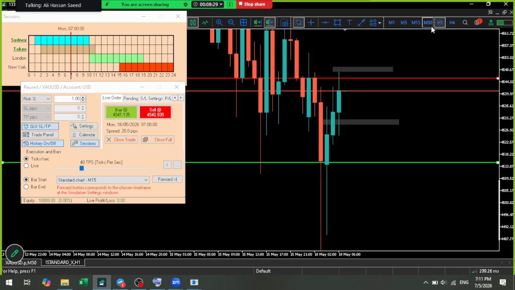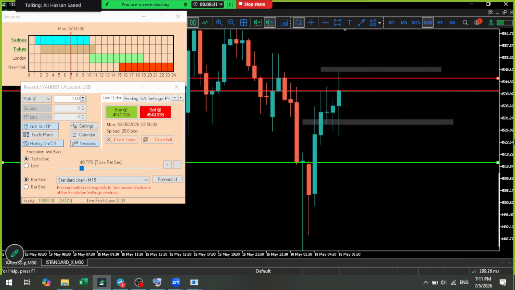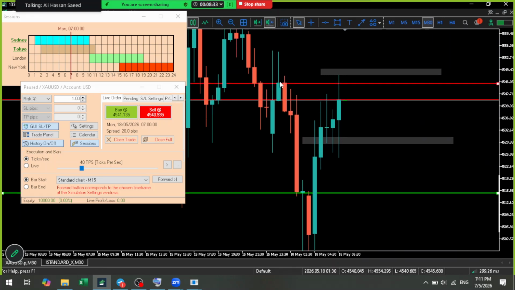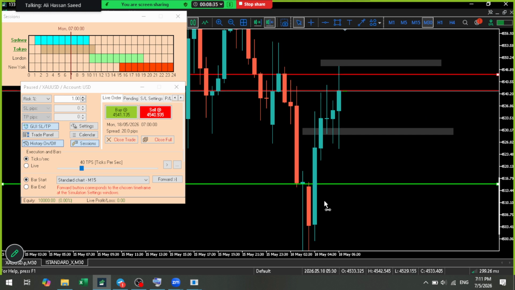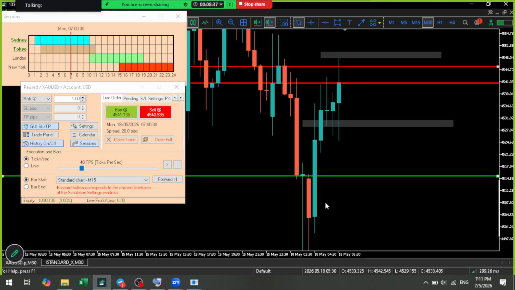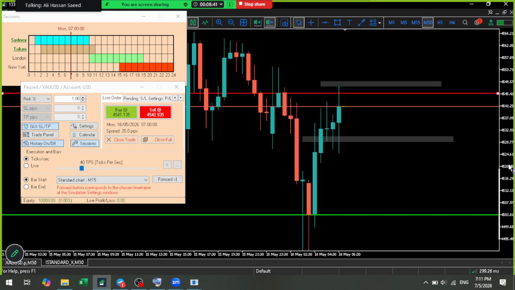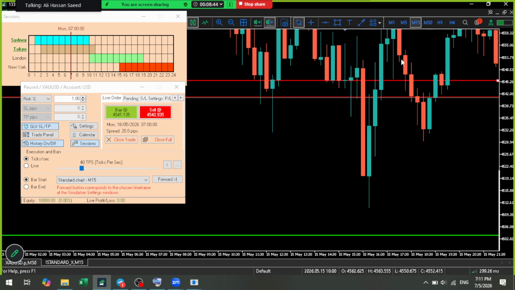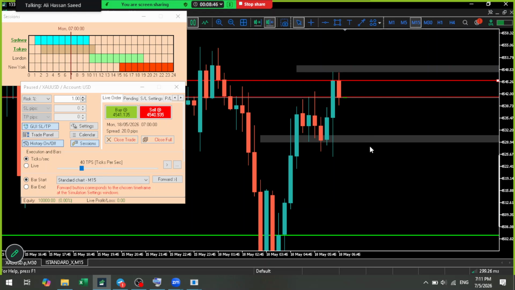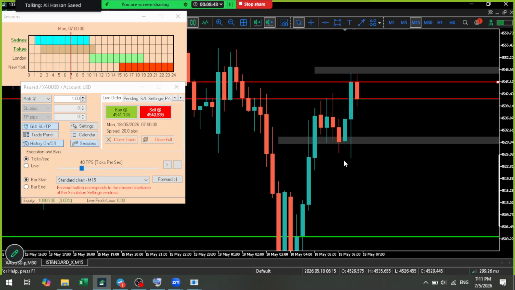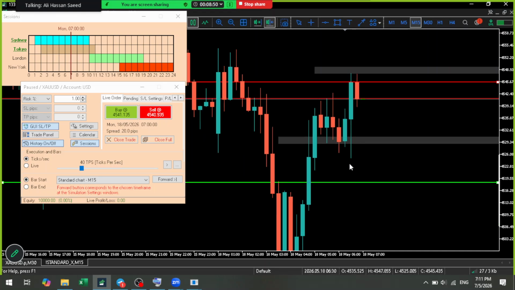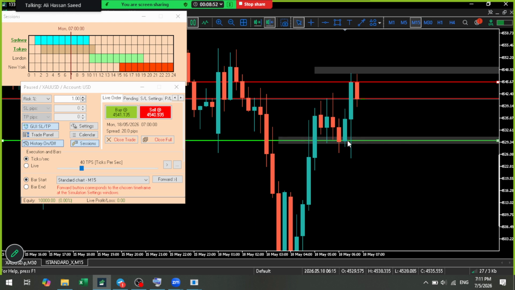Here comes our resistance. Going down to the 30-minute, we have this resistance, and this support was all the way down there, and we don't have anything now. On the 15-minute, there is another story. We have a support here.